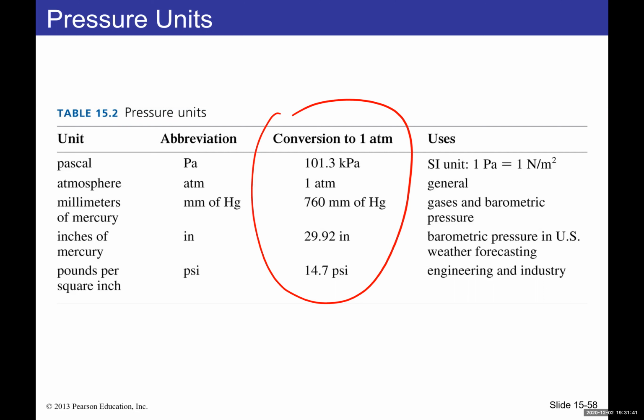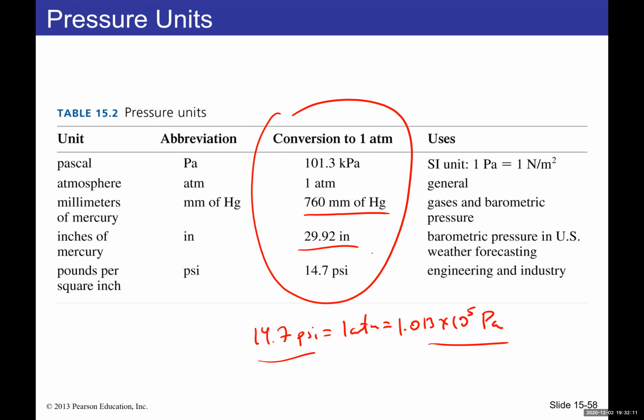And then, once you have the ATM equivalent, you can also convert it to Pascal. For example, 14.7 PSI is equal to 1 ATM. But this is also equal to 1.013 times 10 to the 5 Pascal. So you can go from PSI to Pascal, and any other unit into Pascal. Because all of those pressures, right? 760 millimeters of mercury, or 29.92 inches of mercury, are all equal to 1 ATM. And so is 100,000 Pascal, roughly.